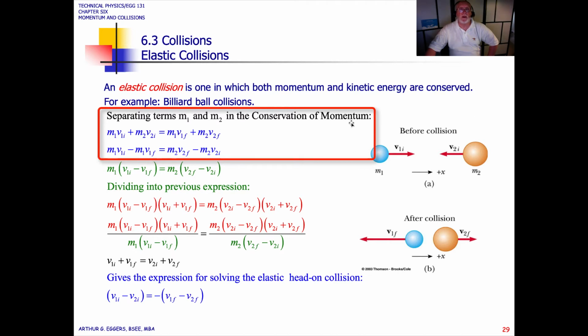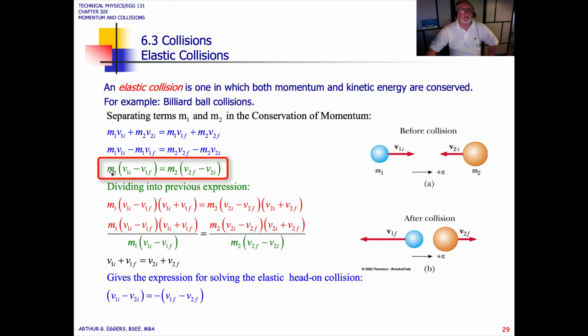So now we're going to separate the terms m1 and m2 in the conservation of momentum. Okay, so we're back to the first relationship. There is our relationship. We are putting all of the m1s on one side, on the left, all of the m2s on the right. Again, let's factor out m1, factor out m2, and now we are going to divide into the previous expression.